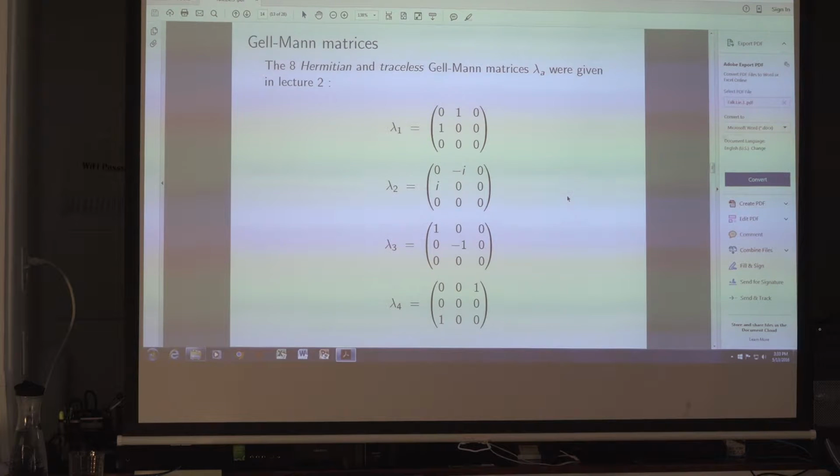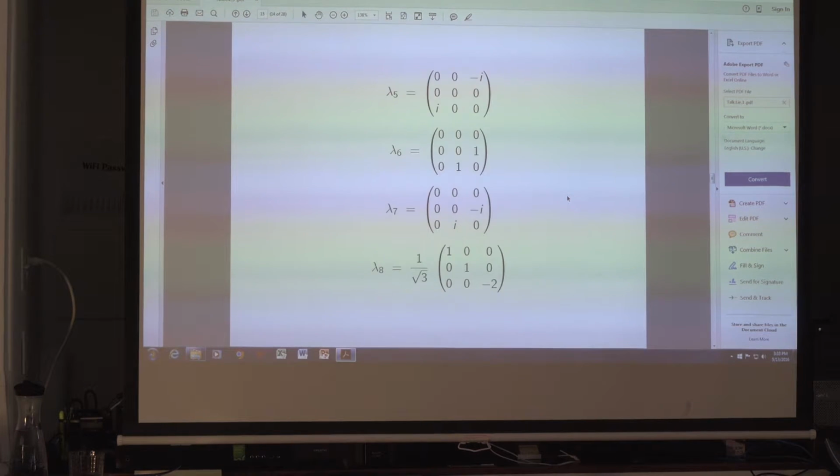So remember, these are the Gell-Mann matrices that I gave you. They are all traceless, they are all Hermitian. And remember, this is your diagonal matrix. And the next one, the lambda 8. And remember, this is a normalization factor because all the matrices are normalized such that when you square the matrices and you take the trace, you get 2.